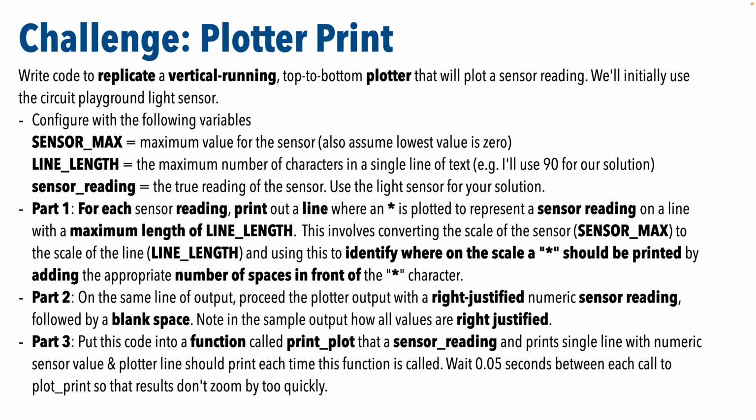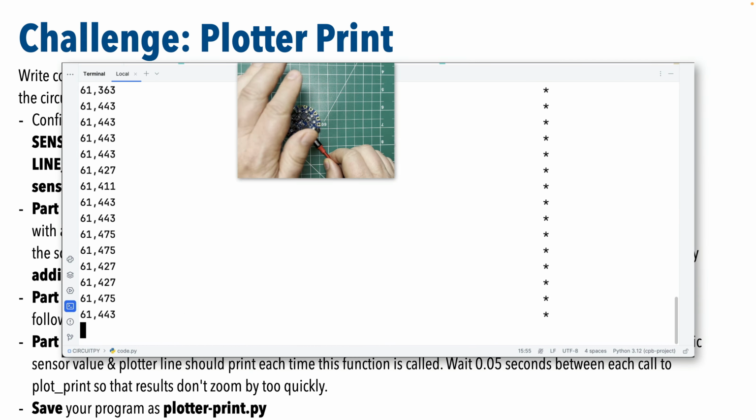Then for part 3, you want to try to make this reusable. So put the code into a function called print_plot that accepts a sensor reading. You can call that sensor_reading as well if you'd like, and it prints a single line with the numeric sensor value at the left, formatted appropriately, with the numbers themselves right justified, and the plotter line should follow it. In the function, wait 0.5 seconds in between each call to print_plot so that the results don't overwhelm your printed output. Then save your program as plot-print.py.